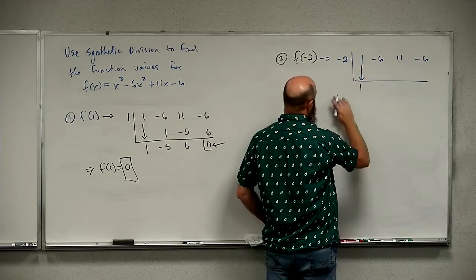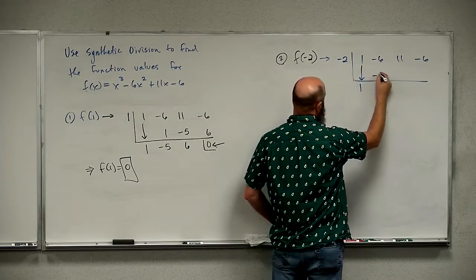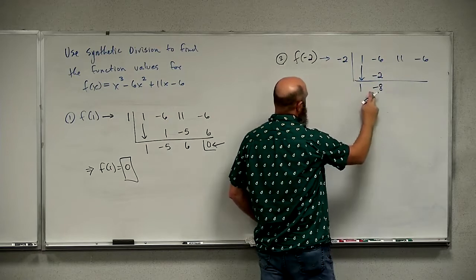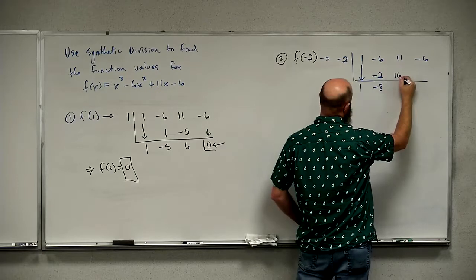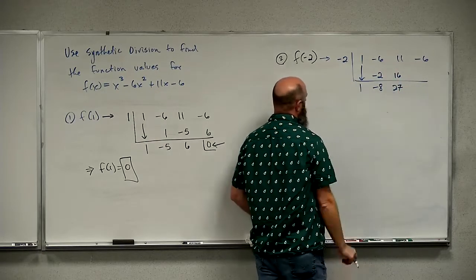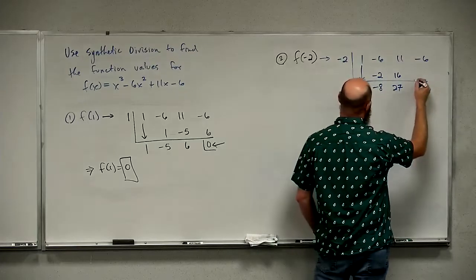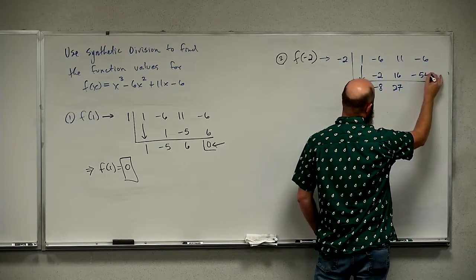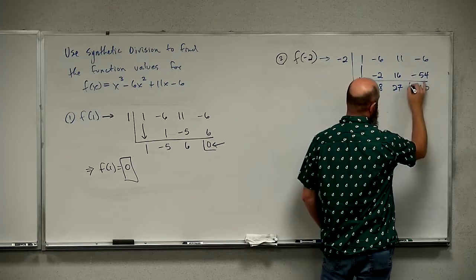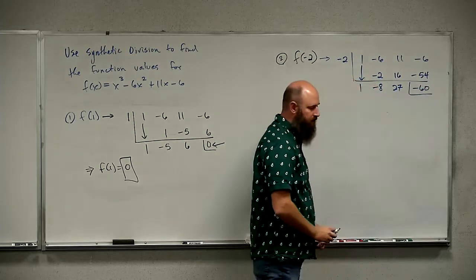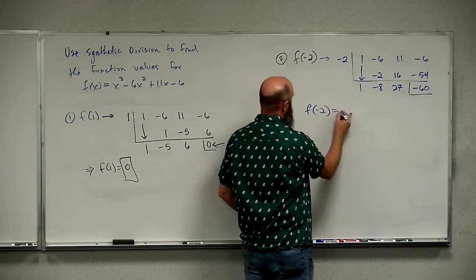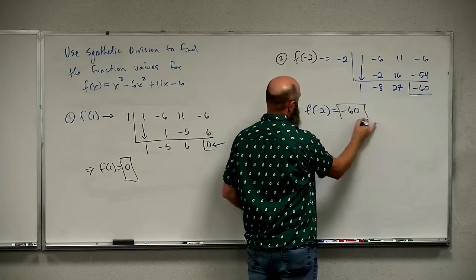So we bring down our 1, and -2 times 1 is -2. We add and get -8. Multiply here to get 16. We add those to get 27. And negative 2 times 27 is negative 54. So we put those together to get negative 60. That means that f of negative 2 equals negative 60.